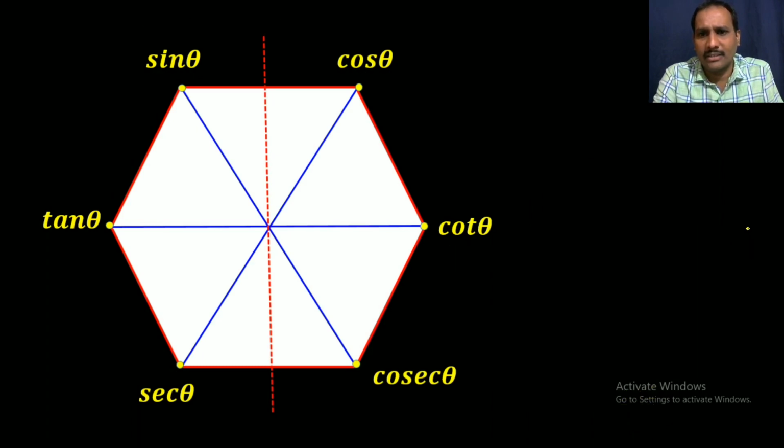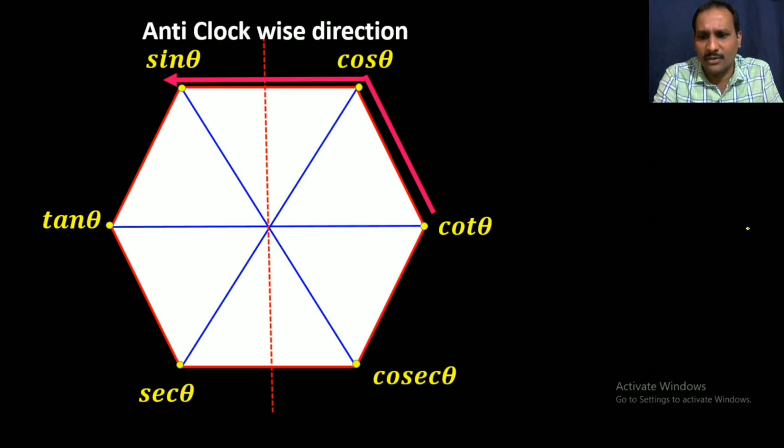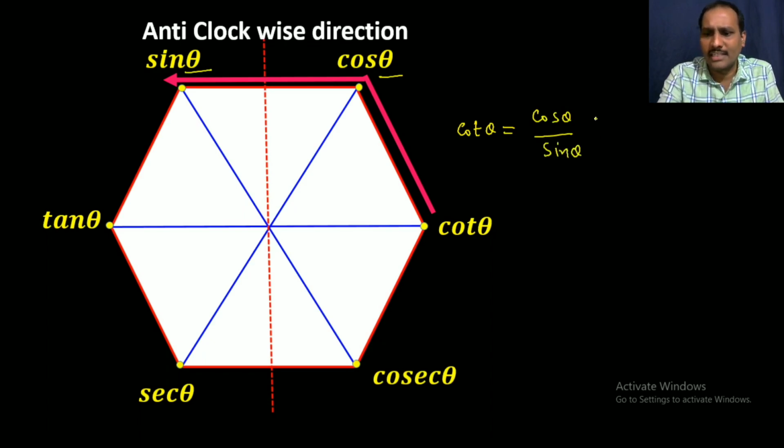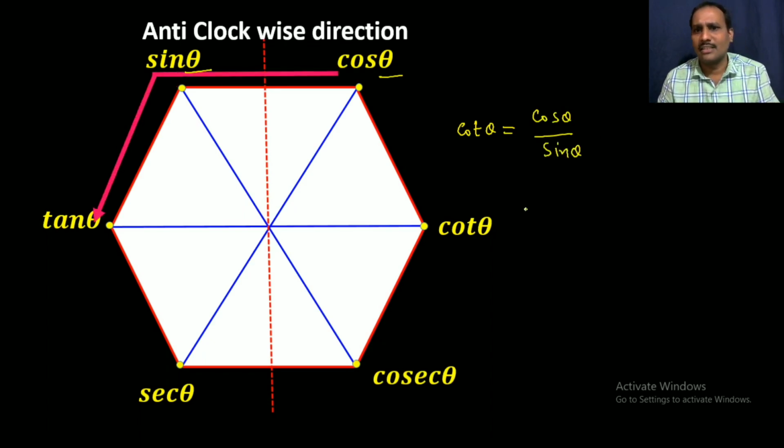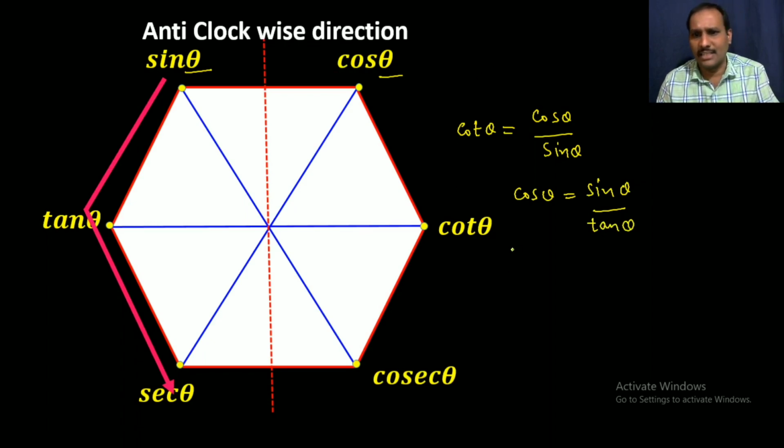Now I'll start with cot. If you observe, it is anti-clockwise direction. So what you will have? Cot theta, the same thing. The first trigonometric ratio is equal to second by third, that is cos theta by sin theta. Next I'll start with cos. Cos theta is equal to sin theta by tan theta. Next, sin theta is equal to tan theta by secant theta.